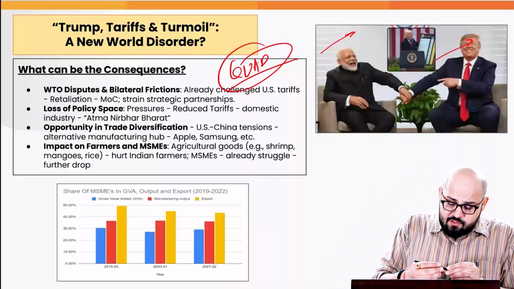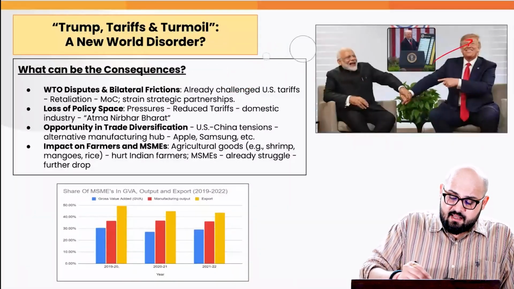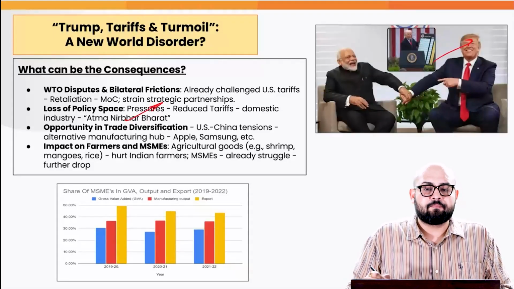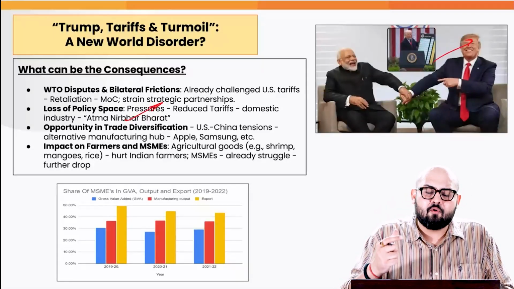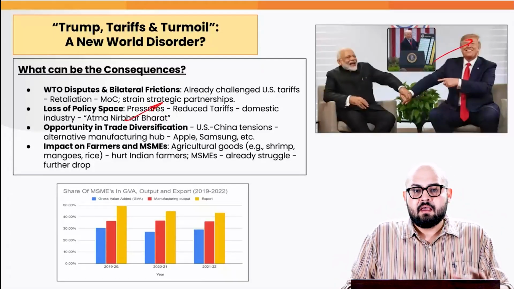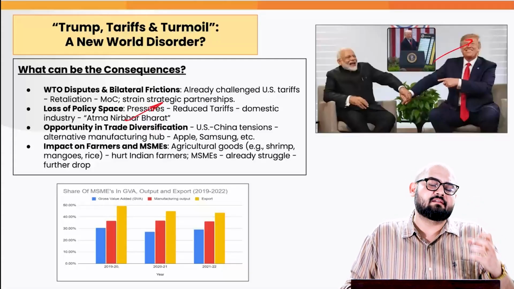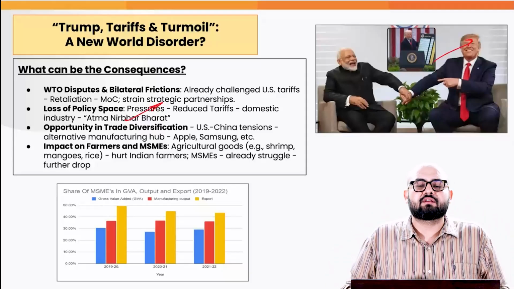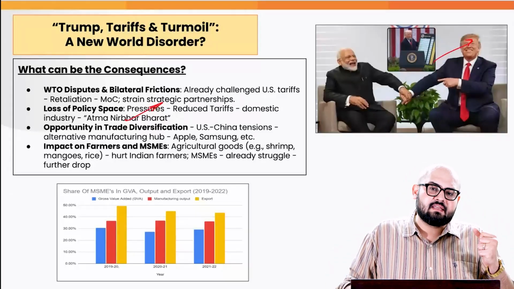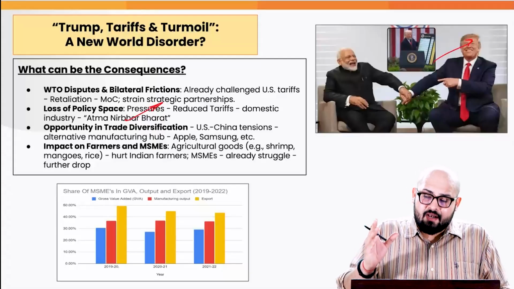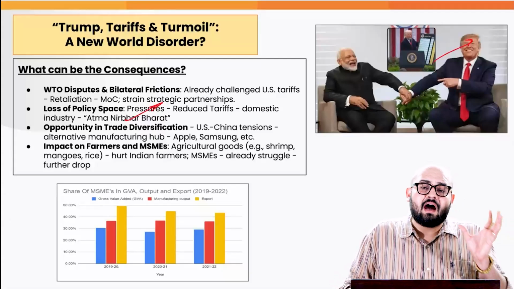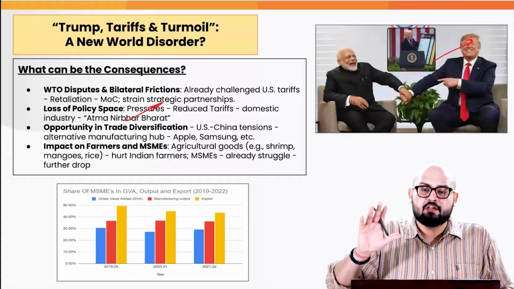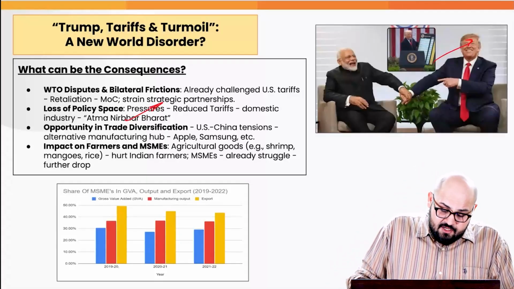Next is loss of policy space. See, India, especially after COVID-19, has been emphasizing Atmanirbhar Bharat, self-reliant India, where we are focusing on the domestic manufacturing base, making a robust and strengthened manufacturing base in the country. And for that, we need to protect our industries. Now, if tariffs are imposed on Indian products going to the US, and if the US asks India to please lower its tariffs, definitely it is going to have an effect on domestic manufacturing. So that is a very critical issue.